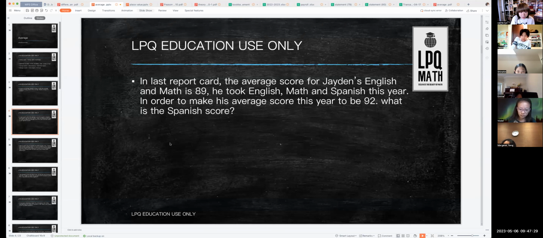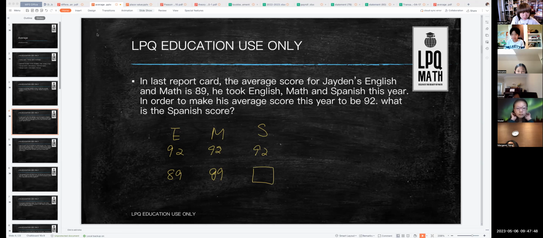Jaden's math and English is 89. Okay, but he actually took 3 subjects this year, right? In order to make the average score become 92. So everybody is 92. So how much must the Spanish score be, right? So let's take a look at this one.